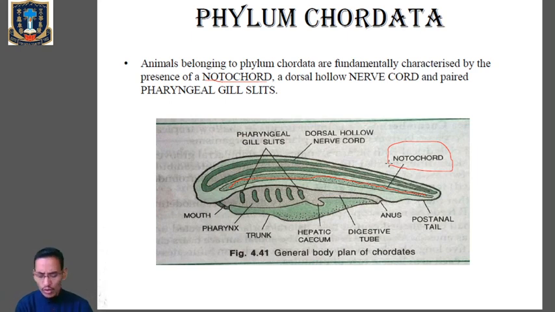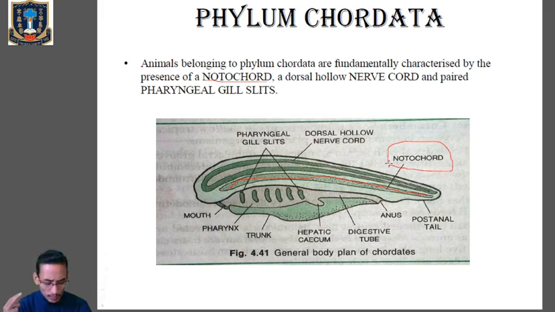Now this notochord may be present throughout the life of an organism, or it may be present only during the embryonic life. If it is present in embryonic life only, later on it will be replaced by the vertebral column, the backbone. Clear?